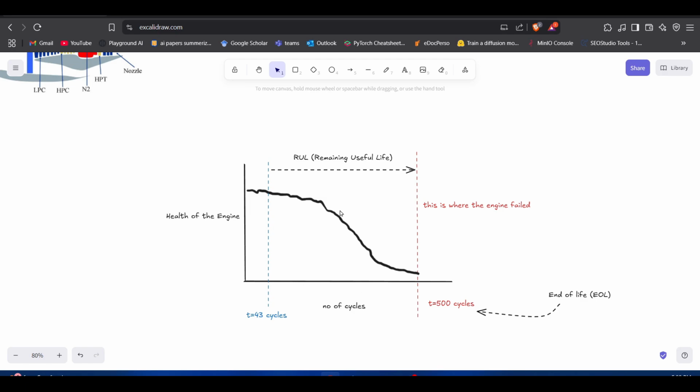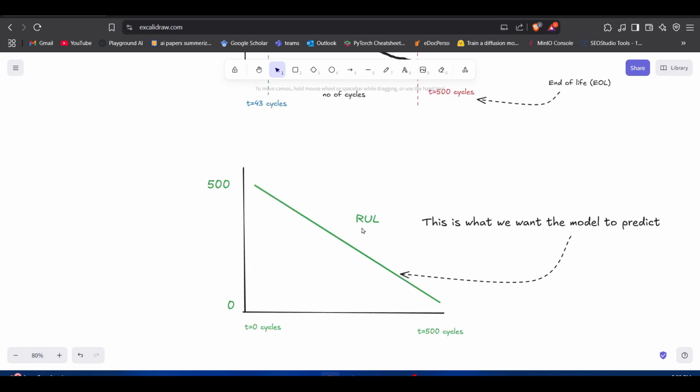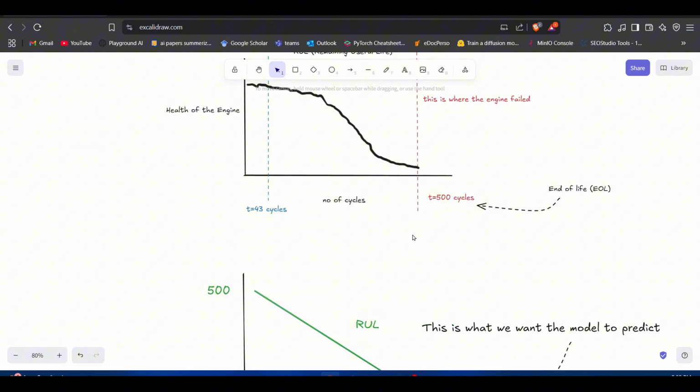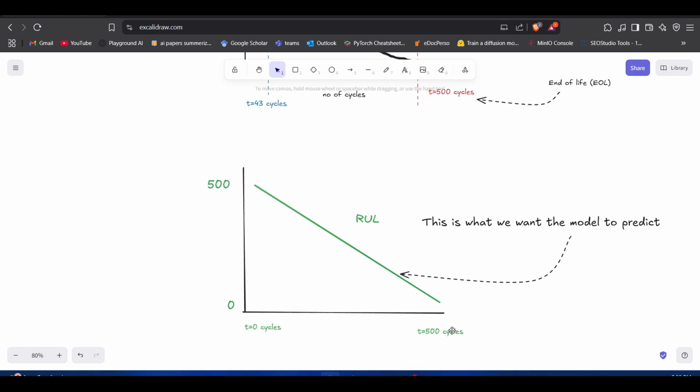So let's formalize what we want to predict. We definitely want to predict this remaining useful life, and how can we do it? The remaining useful life may look very simple: for one engine for which we already know when it failed, in this case 500, we can just subtract the current cycle from that value. For example, at the 0th cycle my remaining useful life was 500. At the 100th cycle my remaining useful life was 400, and at the 500th cycle my remaining useful life was 0. Very logical.